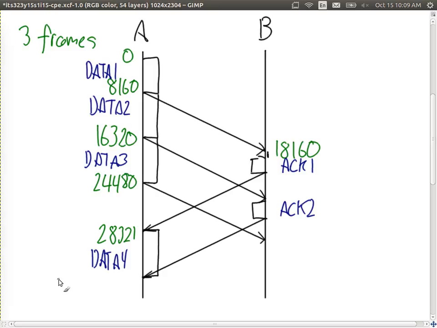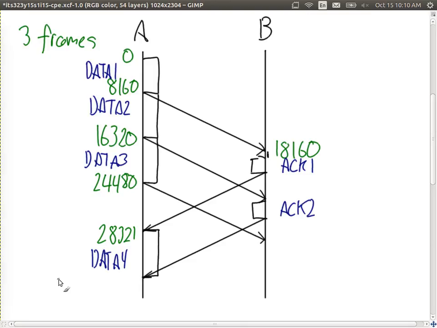Allow A to send 3 frames, wait for the first ACK to come back, and the same as stop and wait, receiving an ACK allows you to send one more. We receive the first ACK back. We can transmit data frame 4. Then we receive the second ACK back. Receiving an ACK allows you to send one more. We transmit data frame 5. Then we receive the ACK for frame 3 back. And transmit data frame 6, and then wait for the ACK for frame 4, and keep going in that way.